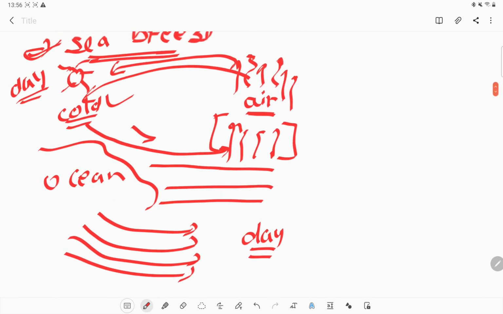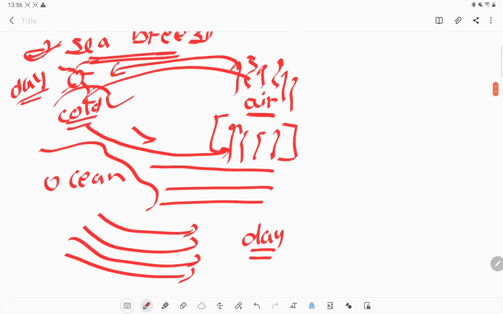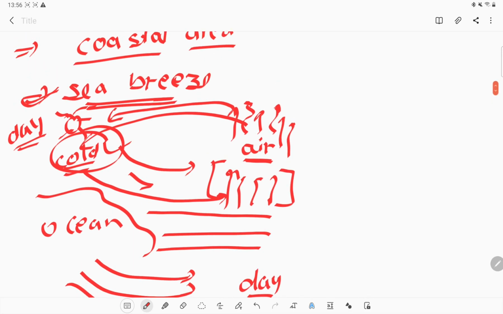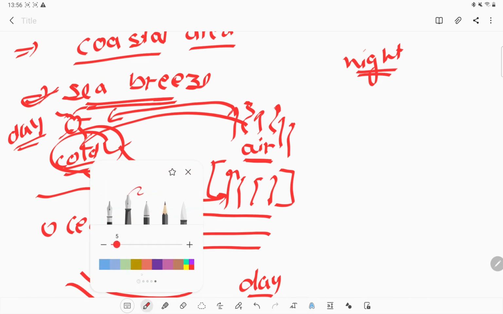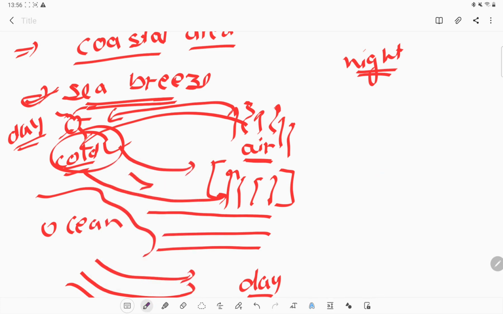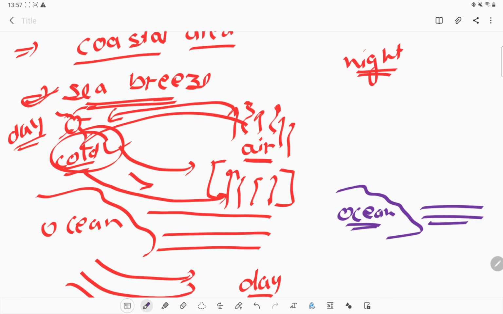We can say that the wind is coming from the ocean area. Now if we talk about the night time, what happens at night is that our land will get cold early, and our ocean will not. Like we are saying, water cools down more slowly as compared to the land.